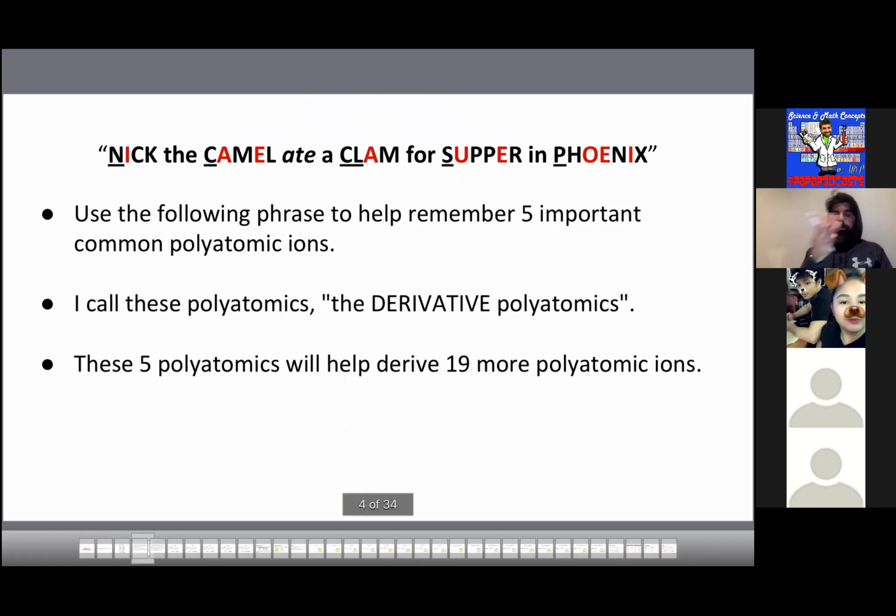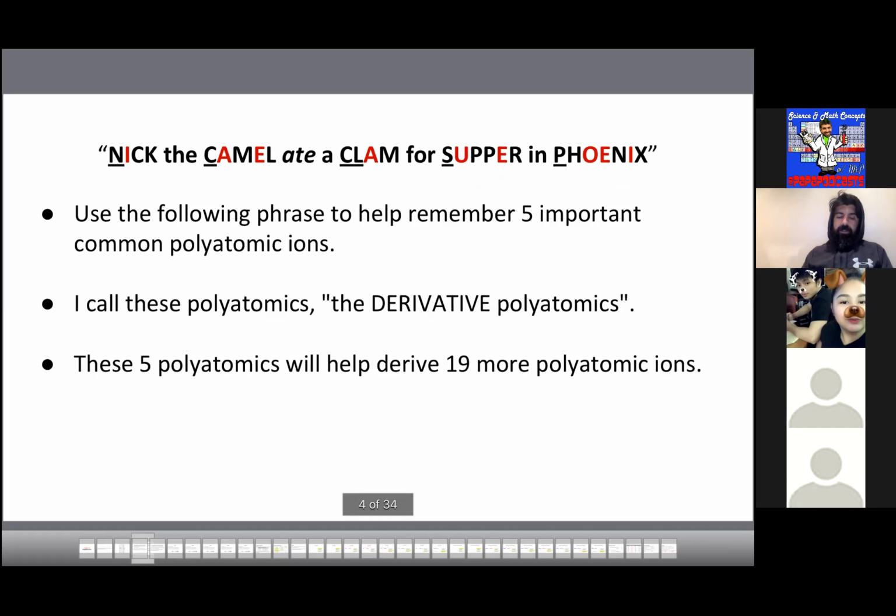I didn't come up with this, but I wish this was around when I was a student. Someone had come up with this really cool little phrase called Nick the camel ate a clam for supper in Phoenix. So you're probably looking at that going, how does this relate to chemistry? Well, each one of these 5 keywords, Nick, camel, clam, supper, Phoenix, are derivatives to 5 typically used polyatomics that you're going to see in a lot of the sample problems, a lot of the homework, and whatnot.